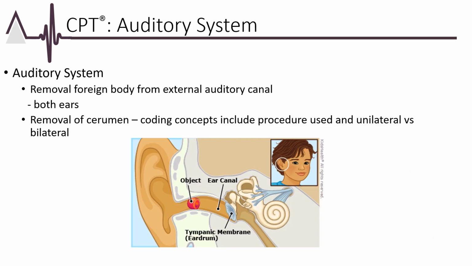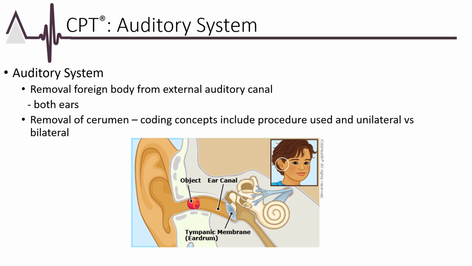Under the removal listings, removal foreign body from external auditory canal, codes are chosen based on use of anesthesia. 2 codes exist for removal of earwax. 69209 when the wax is removed by lavage or irrigation. This is accomplished with a large syringe squirting water into the ear canal to dislodge the plug of wax. This is a unilateral procedure, and if performed bilaterally would be reported with modifier 50.